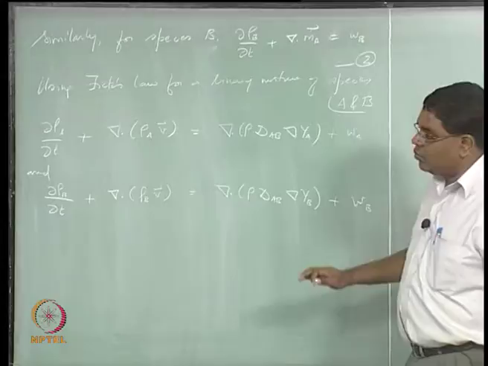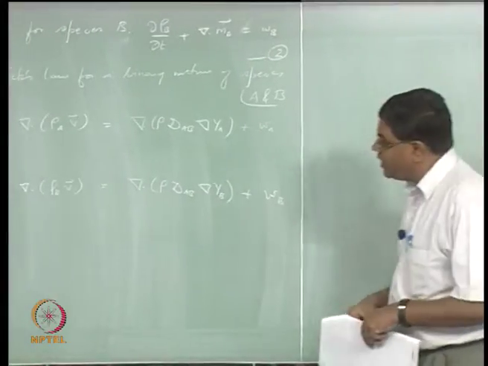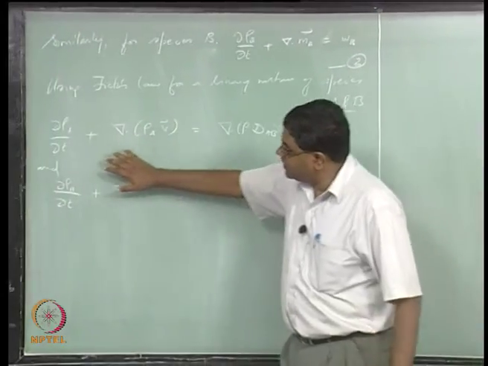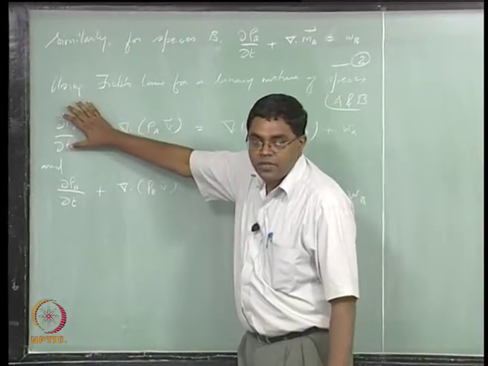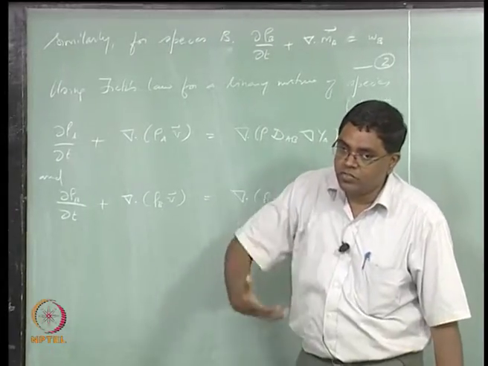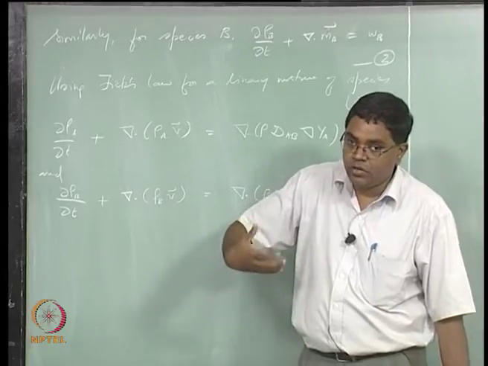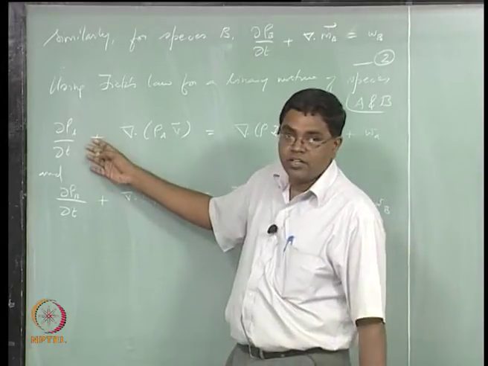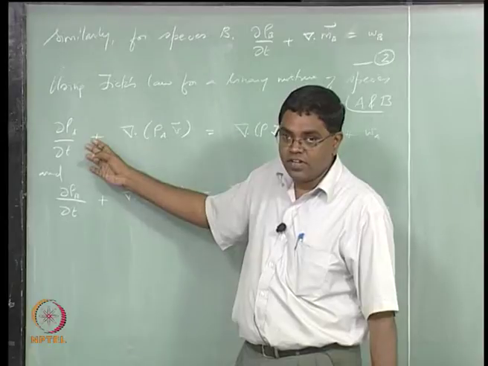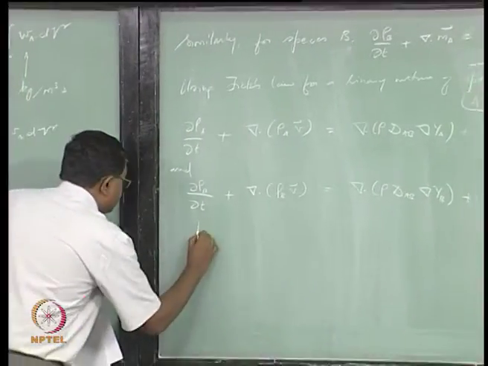Now what happens when you try to add these two? Before we do that, we can begin to see that this is the unsteady term. That's because the process could be unsteady. We have a rate of depletion or consumption of A, or generation or accumulation of A in an unsteady process. So this is the unsteady term.